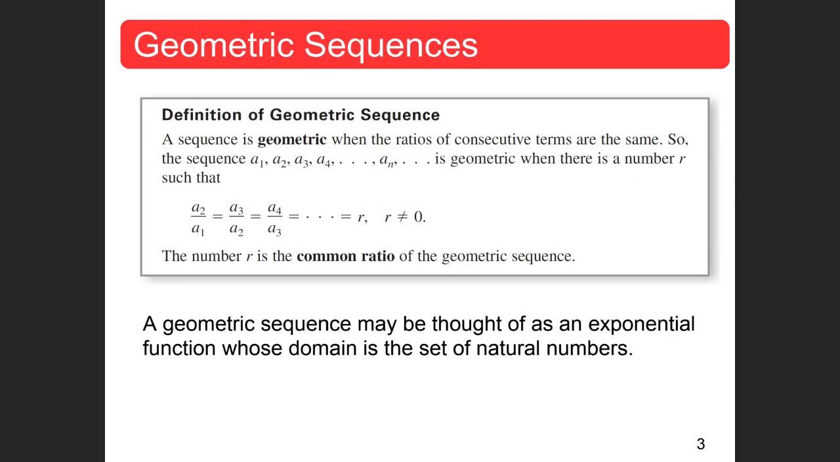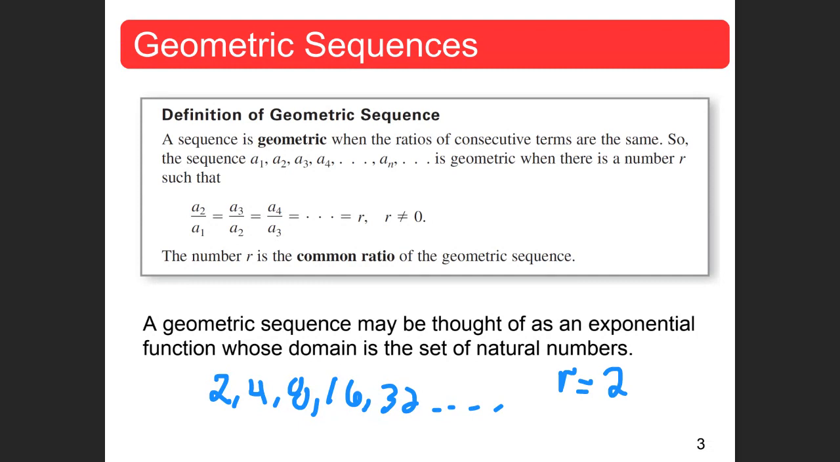If I did something like 2, 4, 8, 16, 32, dot, dot, dot. A geometric sequence is something where you multiply every term by a ratio. So if I multiplied everything by 2 here, 2 times 2 is 4, 4 times 2 is 8, 8 times 2 is 16, 16 times 2 is 32. So my r, or my ratio, is 2.